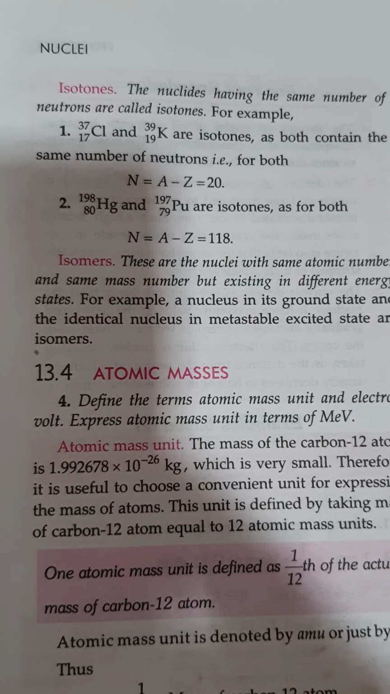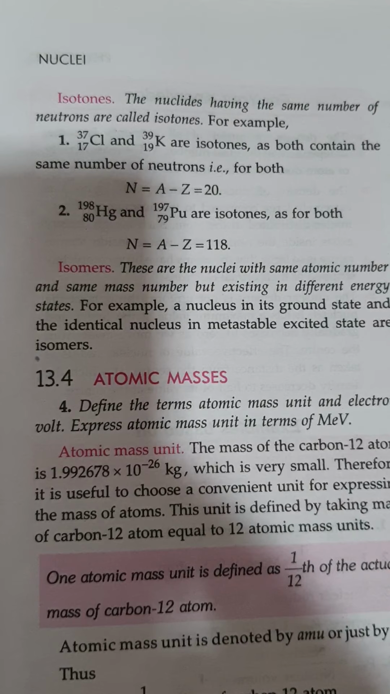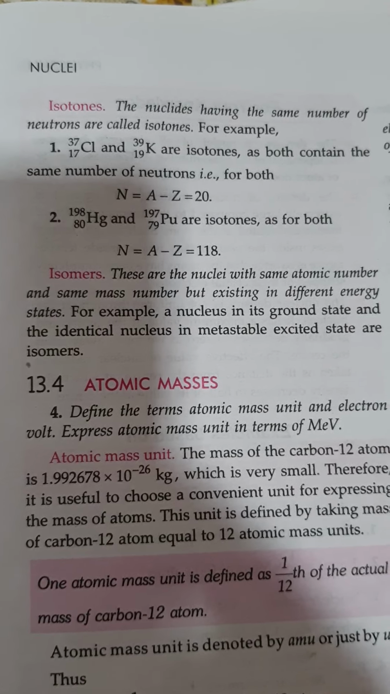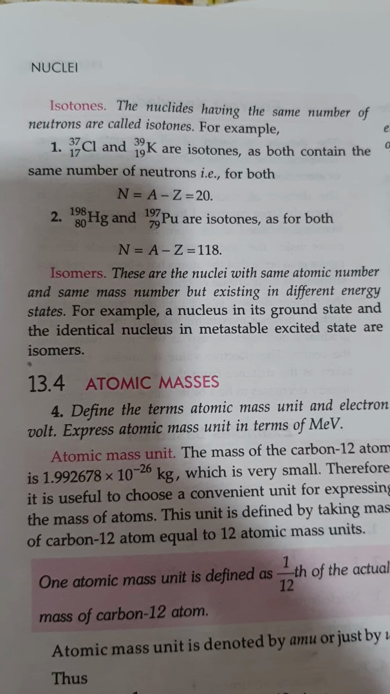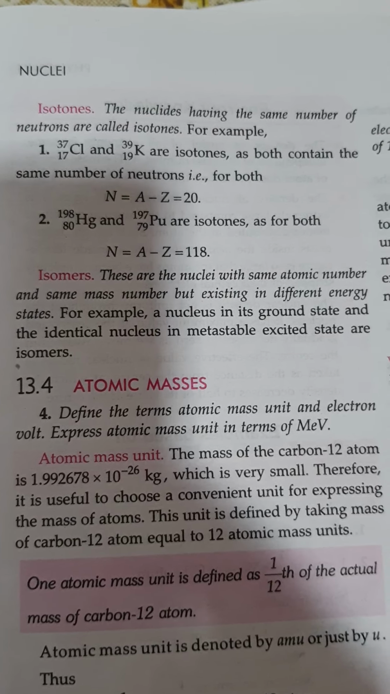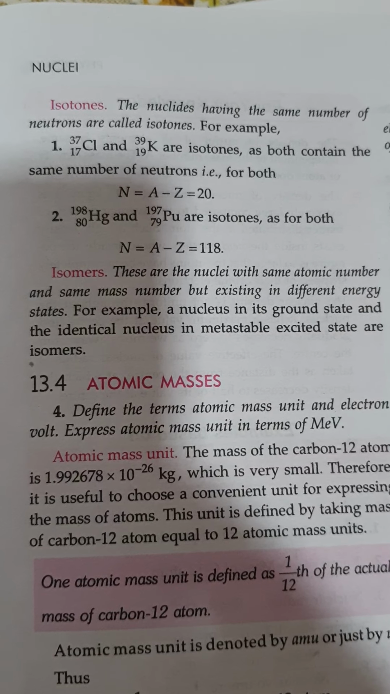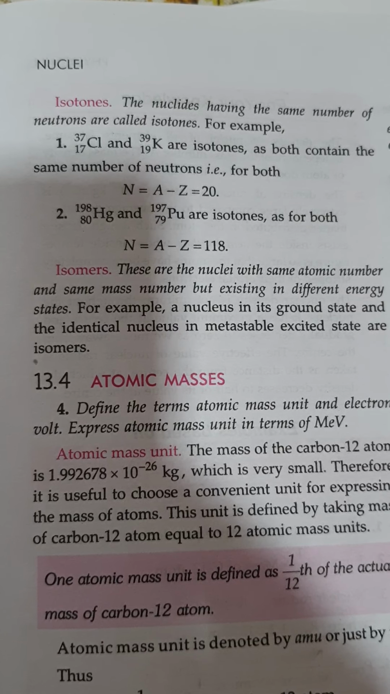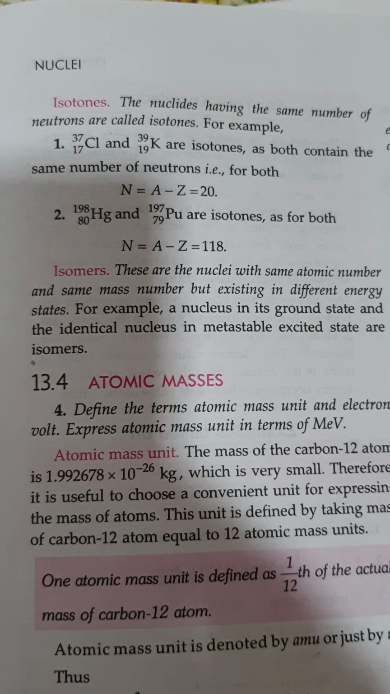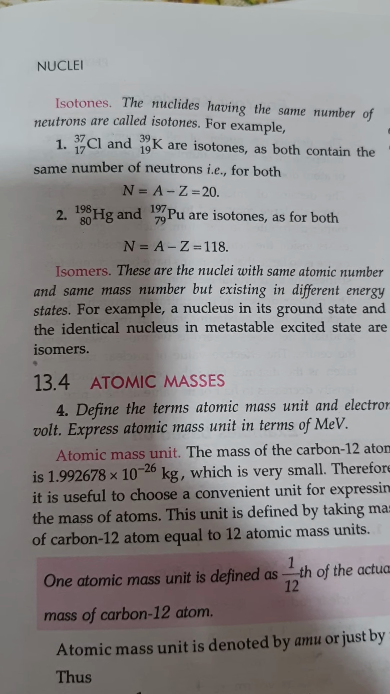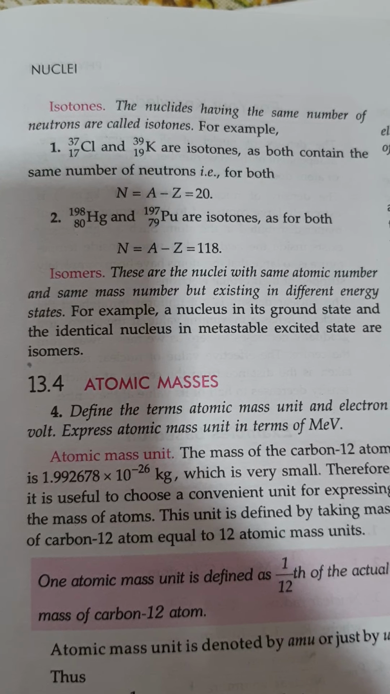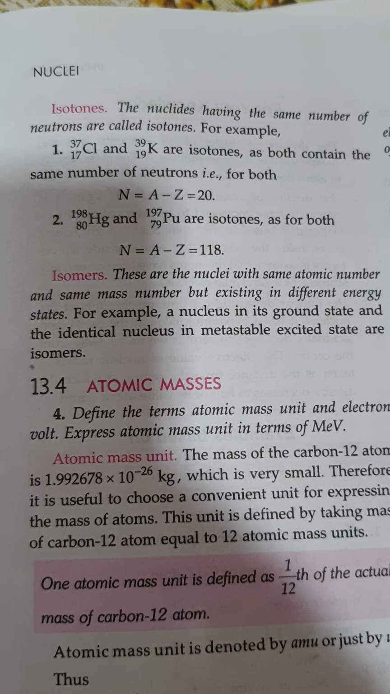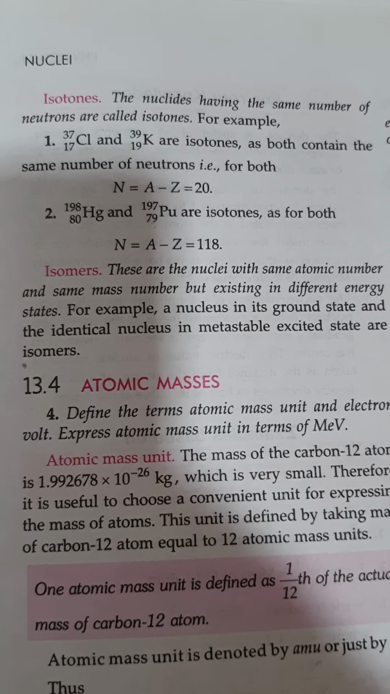And the last one, isomers. This you have done in chemistry in detail, we are not much worried about this in physics. These are nuclei with the same atomic number, same mass number, but different energy states, and they have different structural formulas. So the nucleus in its ground state and the identical nucleus in a meta state, that is excited state, are called isomers. I hope it is clear.